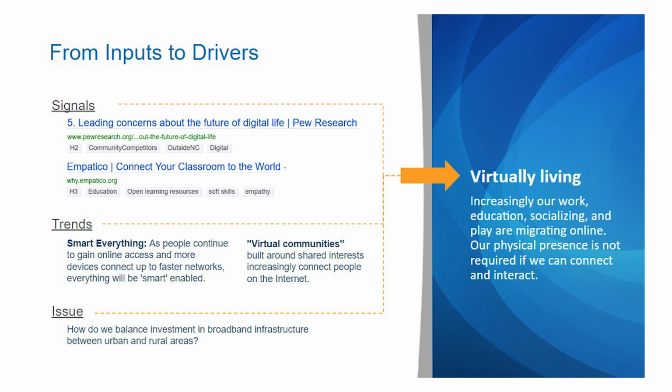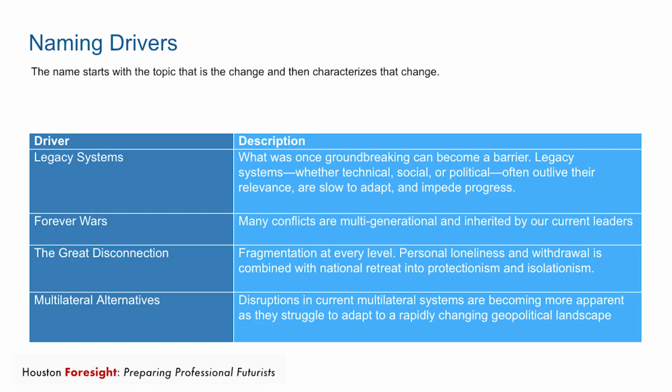Drivers are meant to quickly convey complex ideas of change, and as such, creating a good title for your driver is essential. The name starts with the topic, that is the change, and then characterizes that change. So instead of increasing climate change, a better title is Climate Change Disruptions. This makes it immediately clear what the change is. An added benefit is that this is consistent, and this format makes it easier to sort and analyze them.